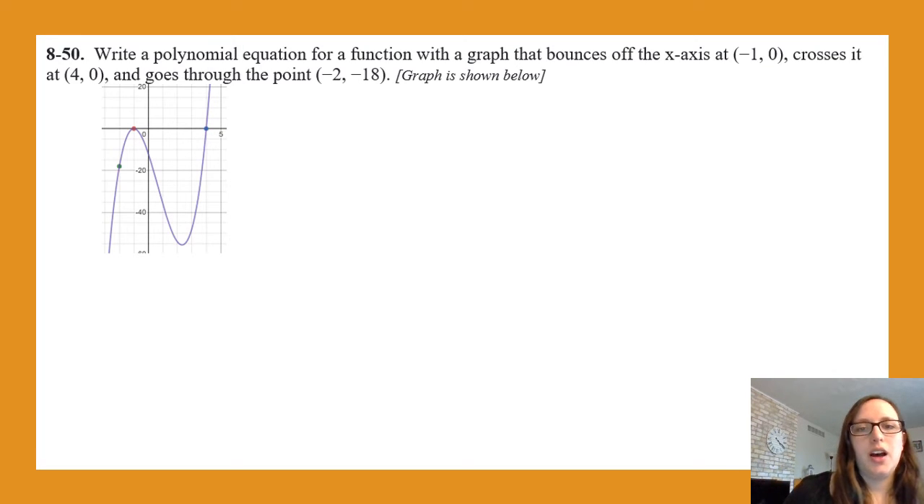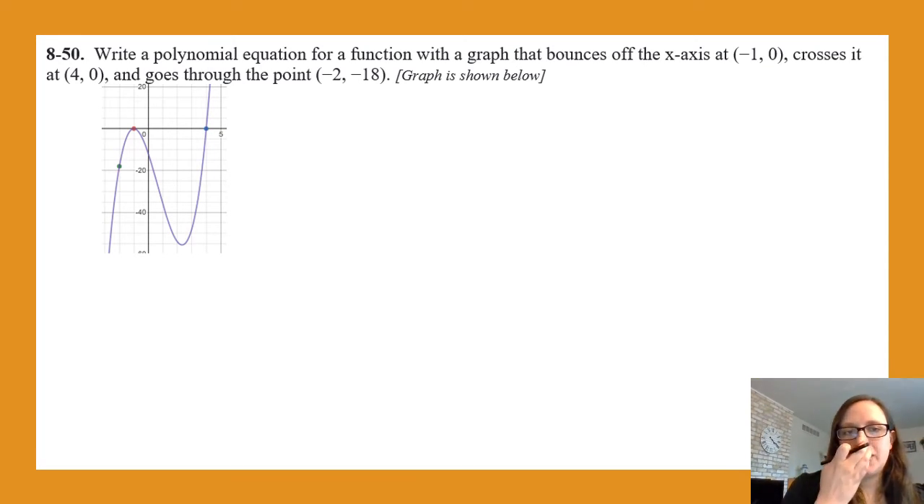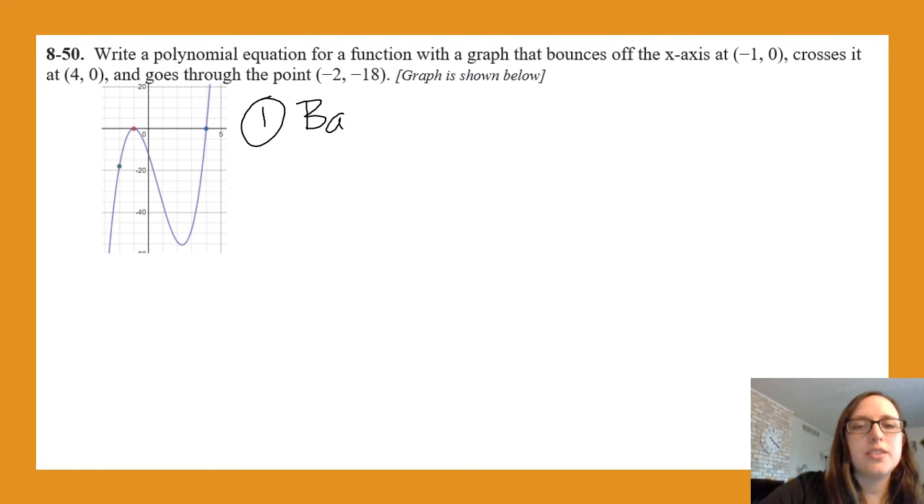All right, this is our last equation that we're going to look at. So write an equation for the function with a graph that bounces off the x-axis at -1 and crosses at 4. All right, so that equation, first we're going to make the equation based off of the x-axis, or the roots.